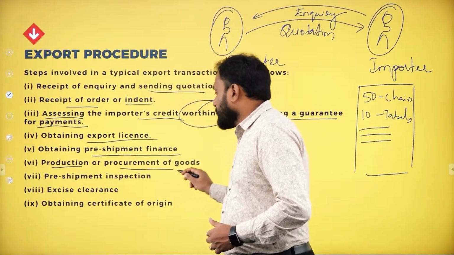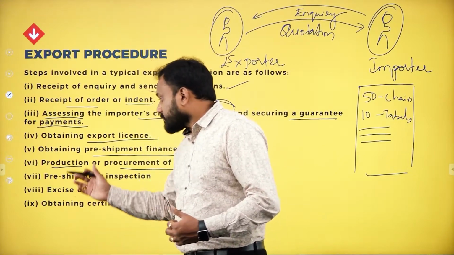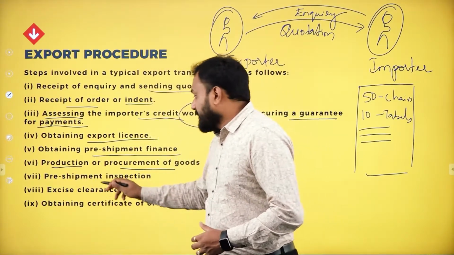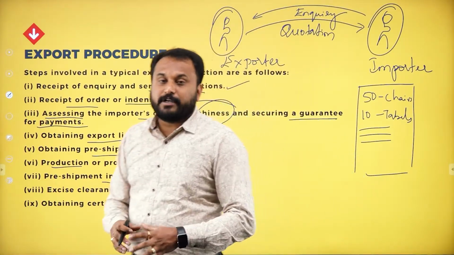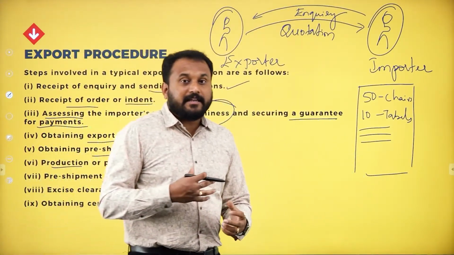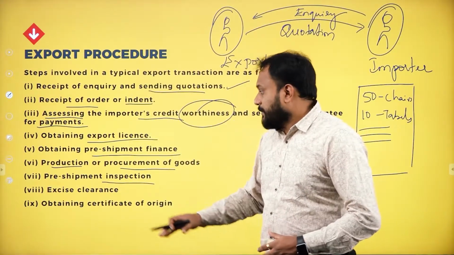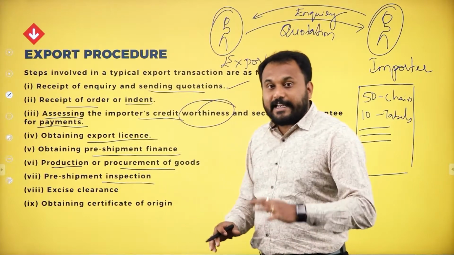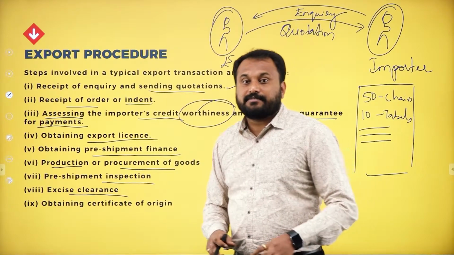Now you can produce it or you can buy from somebody else in the local market and give it to him. Next, pre-shipping inspection will happen, that is whether you have done it properly or not, whether there is any legality or illegality. All those things will be checked, that is pre-shipping inspection. Later, after the entire product is done, there will be a clearance from the excise.